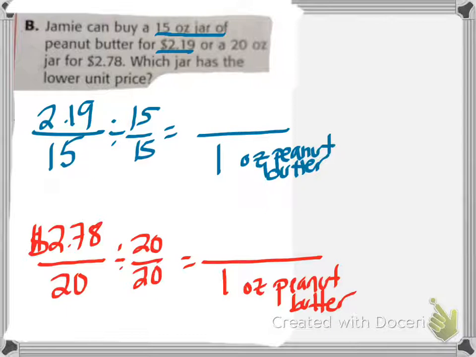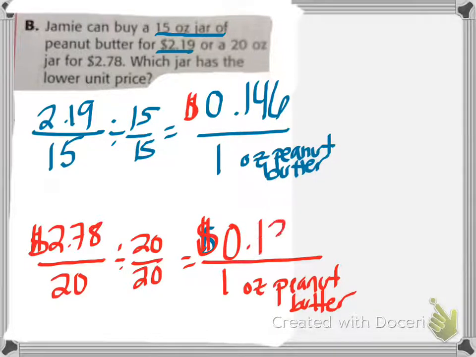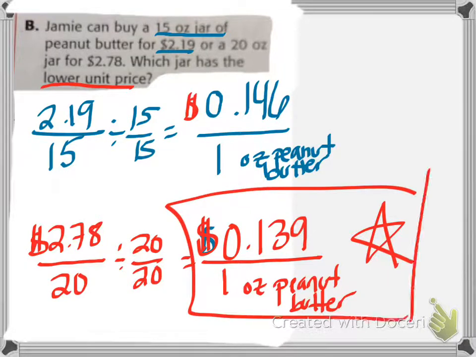I'm going to use my calculator because this video is already getting so long. 2.19 divided by 15, and I get a value of 0.146. And in the second one, 2.78 divided by 20, I get 0.139. So which one has the lower unit price? The second jar of peanut butter. It's cheaper to get the 20-ounce jar for $2.78. This one has the lower unit price.